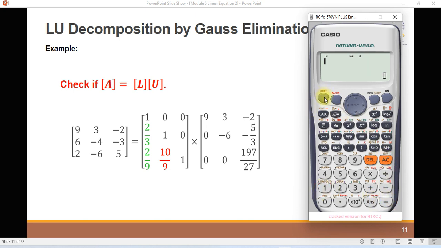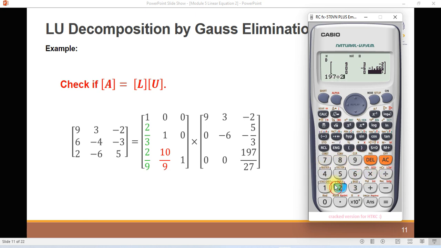Okay? And then we will also input the matrix U as matrix B. So shift 4 for matrix, then we choose data, that is 2, then we choose matrix B, being 3 by 3. Then we have 9, 3, negative 2, then 0, negative 6, negative 5 over 3, then 0, 0, then 197 over 27.